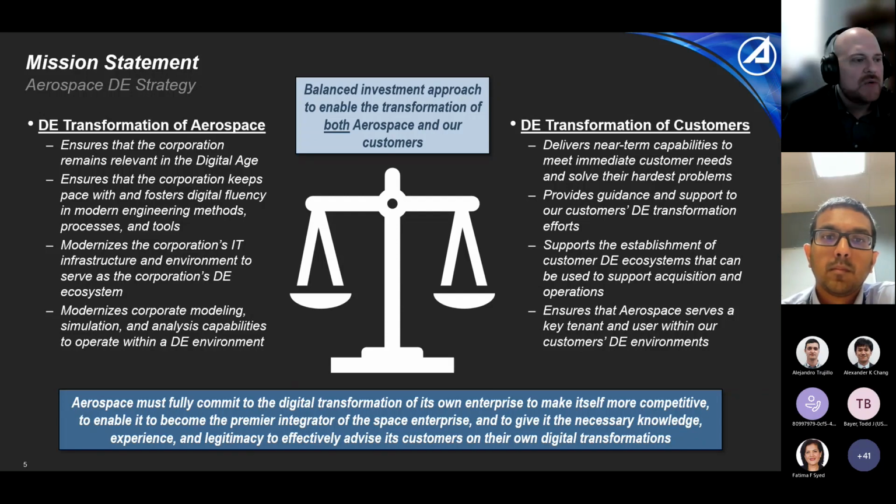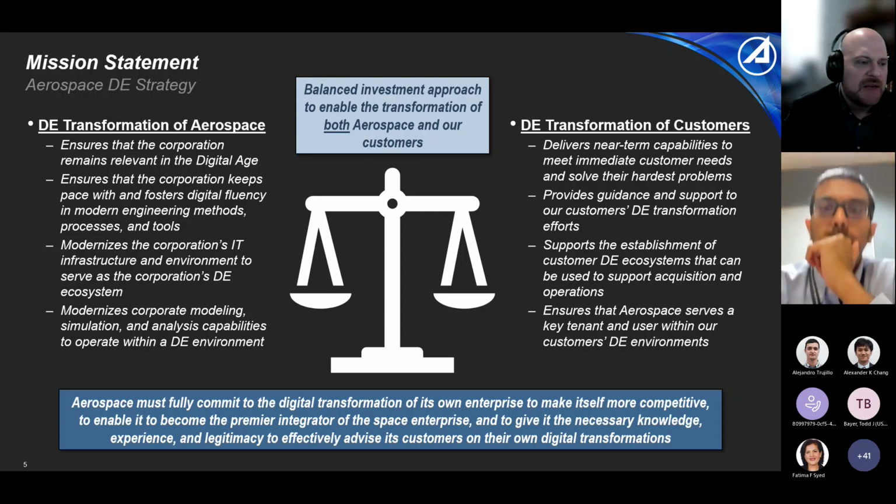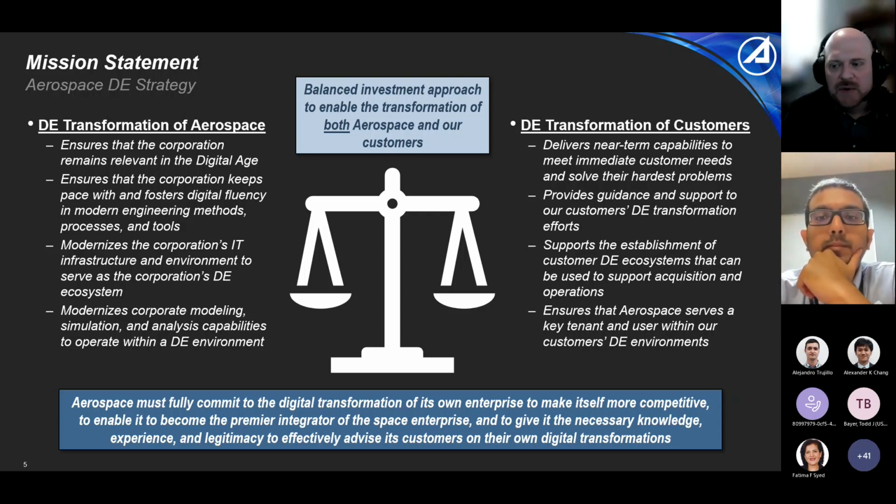And on the left side is our own internal transformation, that focus of making aerospace more competitive, making sure that we're modernizing our capabilities and doing things more effectively and efficiently as part of this transformation. And that would be hard enough, but my job would be so much easier if I only had to focus on the left side of those scales. The reality is we need to also keep in mind the right side and the transformation of our customers.